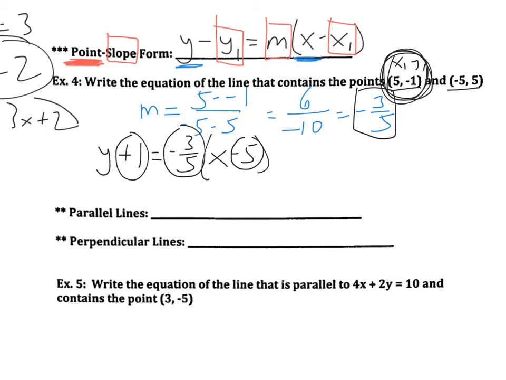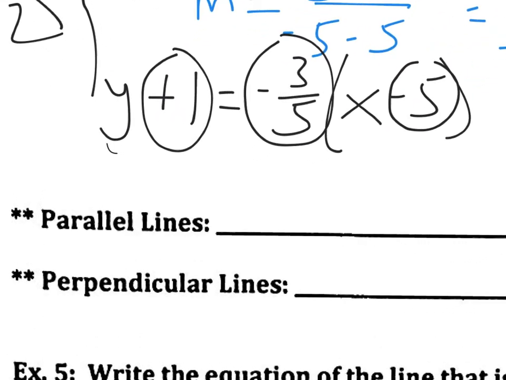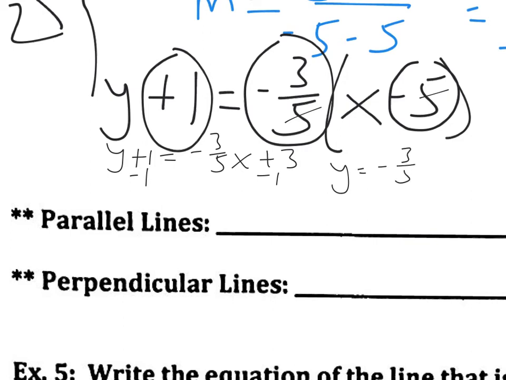To convert this to slope-intercept now, we do 2 things. We distribute the slope, so we're running out of room here. We get y plus 1 equals -3/5 x. And then when I multiply -3/5 and -5 together, we get +3. The 5's cancel and you just get 3, and 2 negatives make a positive. And then subtract 1. And so you get y equals -3/5 x plus 2.